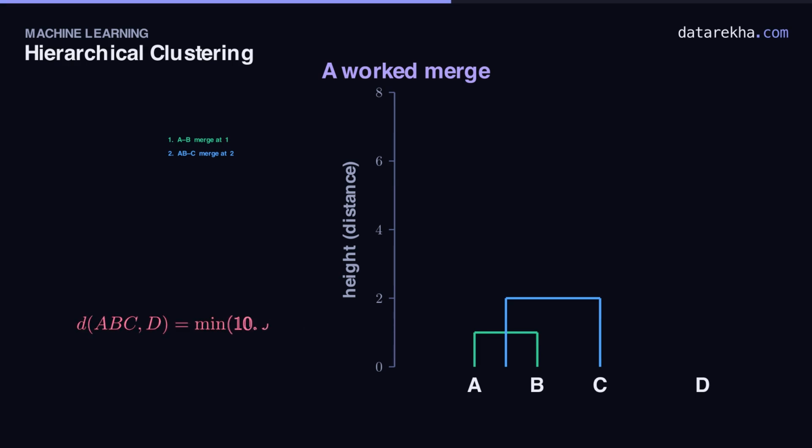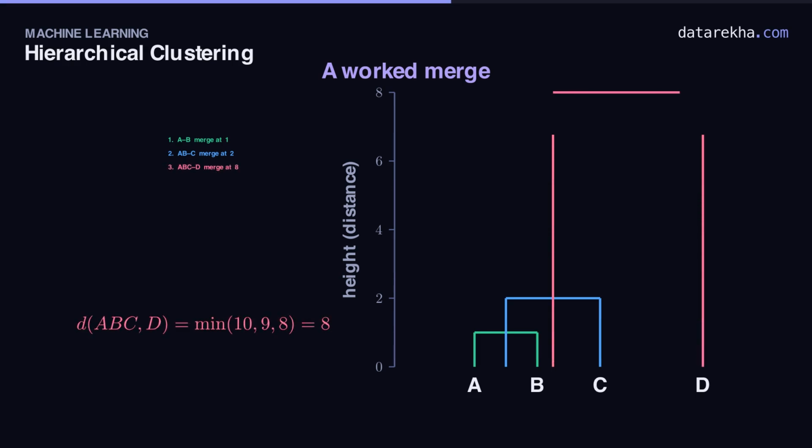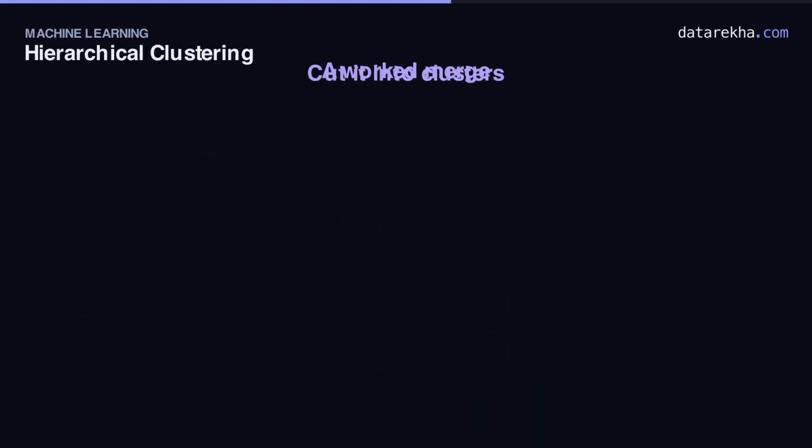Finally, D joins. Its single linkage distance to the ABC cluster is the nearest of 10, 9, and 8. That's 8. So the last bracket is drawn way up at height 8. And D, the outlier, merges last of all. Here's the very tree we just built.